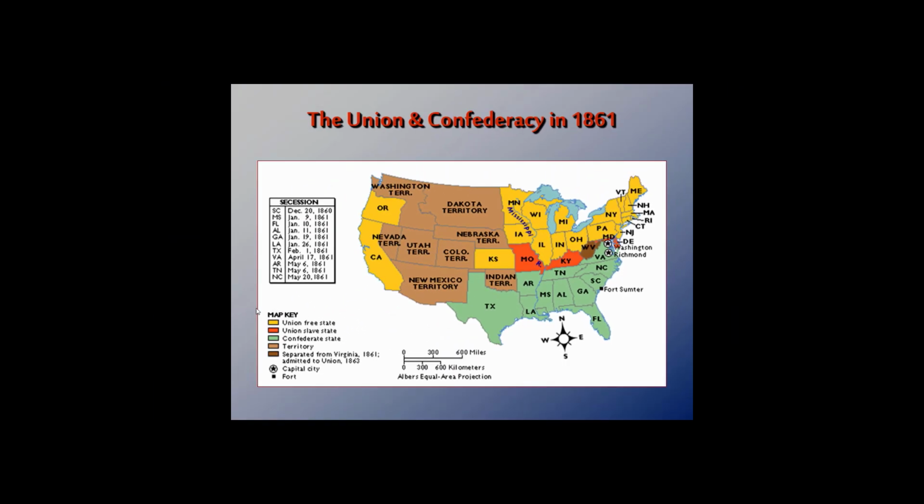Now we get to the Confederate States. We have the first 7: South Carolina, Mississippi, Florida, Alabama, Georgia, Louisiana, and Texas. Fort Sumter happens, and after Fort Sumter, we wind up with Virginia, Arkansas, Tennessee, and North Carolina. So we have 11 southern states seceded from the Union by May 20th, 1861.